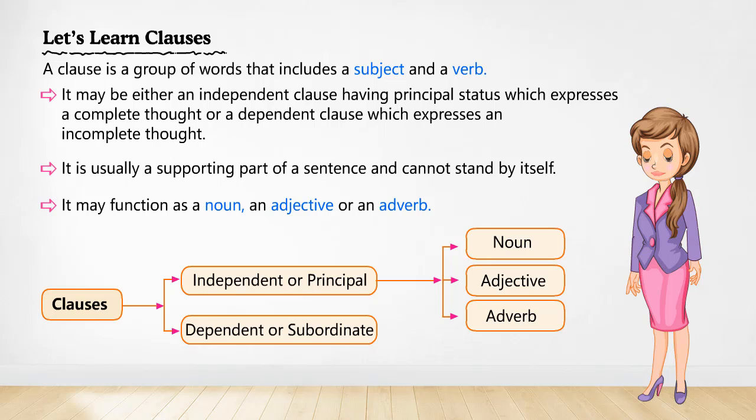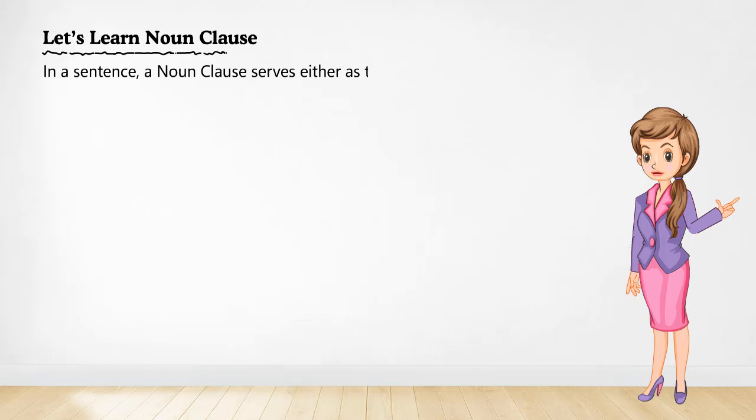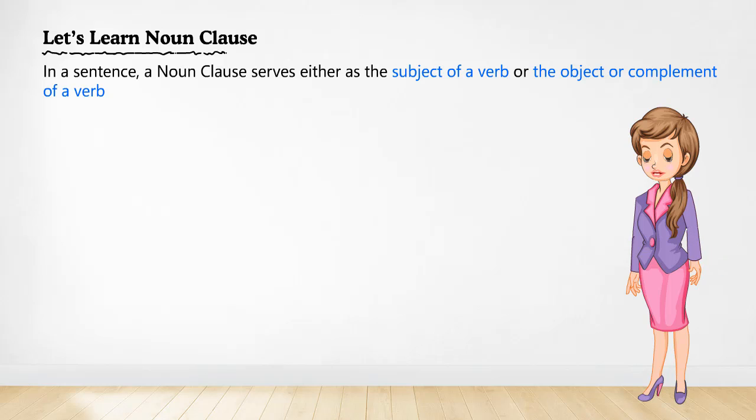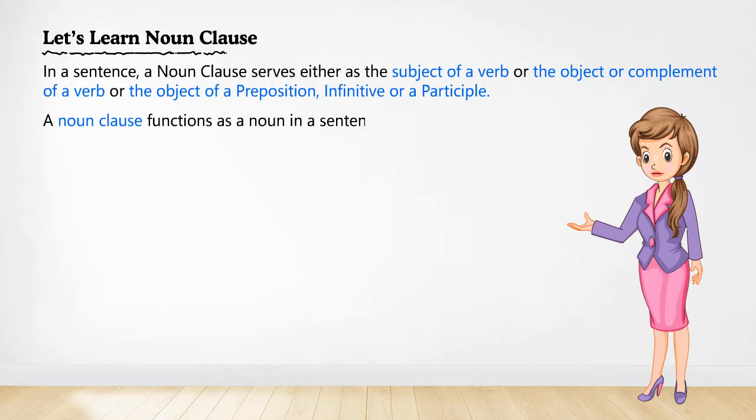Clauses: independent or principal, dependent or subordinate, noun, adjective, adverb. Let's learn noun clauses. In a sentence, a noun clause serves either as the subject of a verb, or the object or complement of a verb, or the object of a preposition, infinitive, or a participle. A noun clause functions as a noun in a sentence.